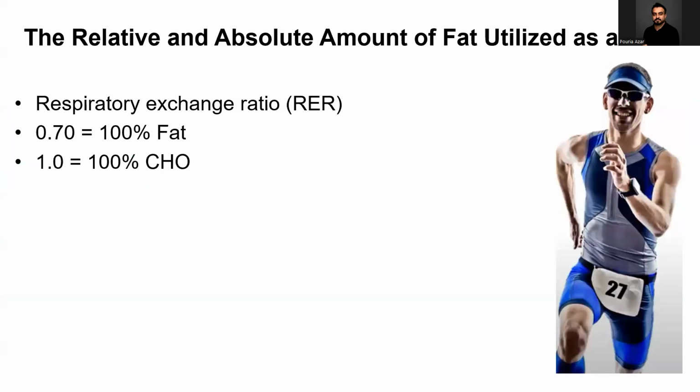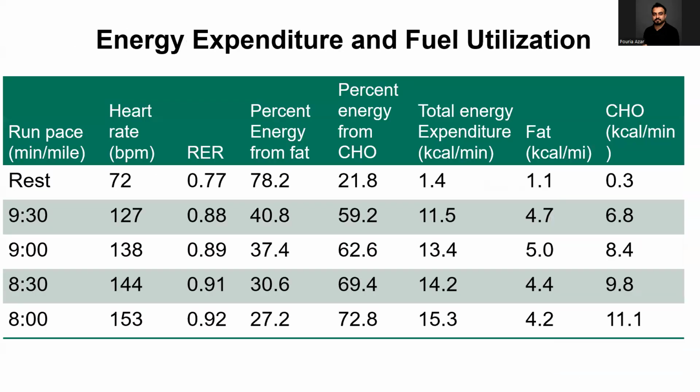RER closer to 1 means more carbs, closer to 0.70, it's more fat. So when we are increasing our run pace, we are increasing the amount of energy coming from carbohydrates compared to fats. And at rest, the total energy expenditure is 1.4 kilocalories per minute.